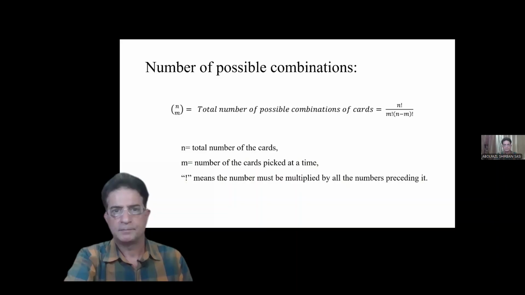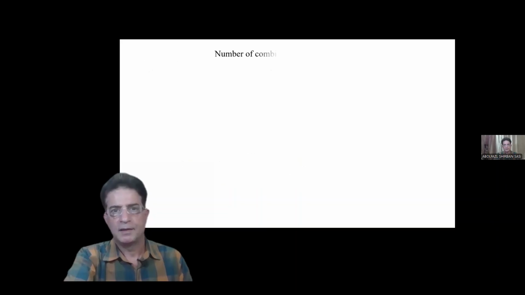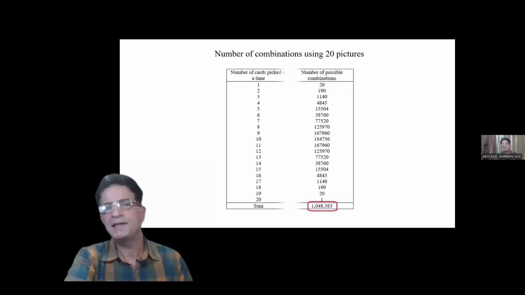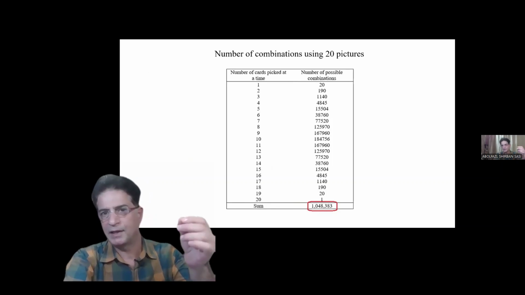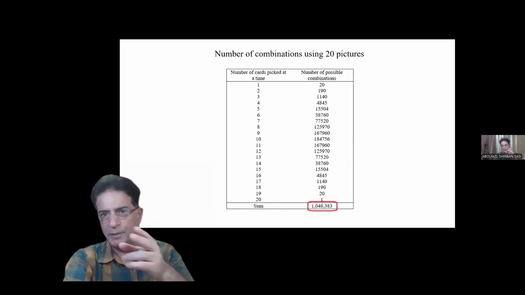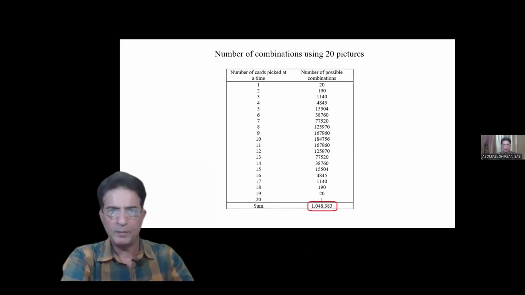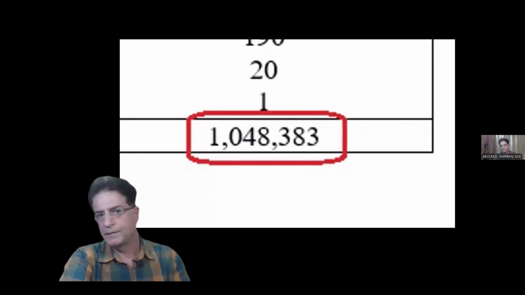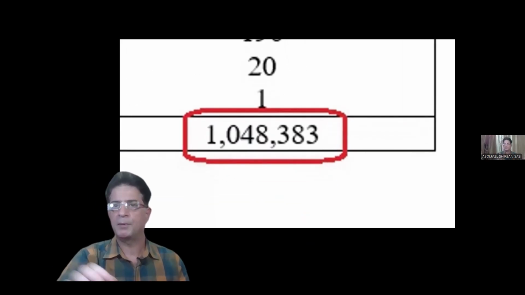Just imagine you have 20 pictures. Then you can have this number of combinations. One picture at a time, that would be 20. Then two, that would be 190. It goes up to 10, and then it just goes down again. But you will have over 1 million possibilities.